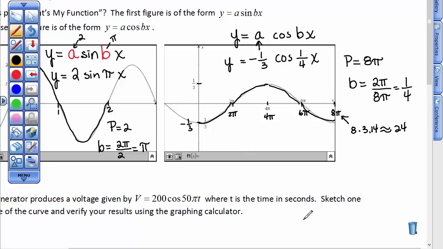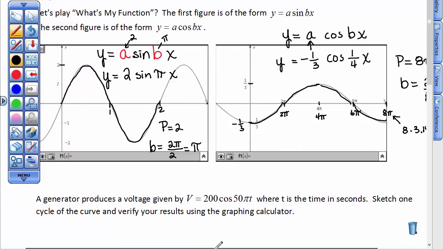I'm going to come back and do these applications in one more video, and we'll have mastered the concept of y equals a times the sine of bx and y equals a times the cosine of bx in our study of the graphs of these two trig functions.